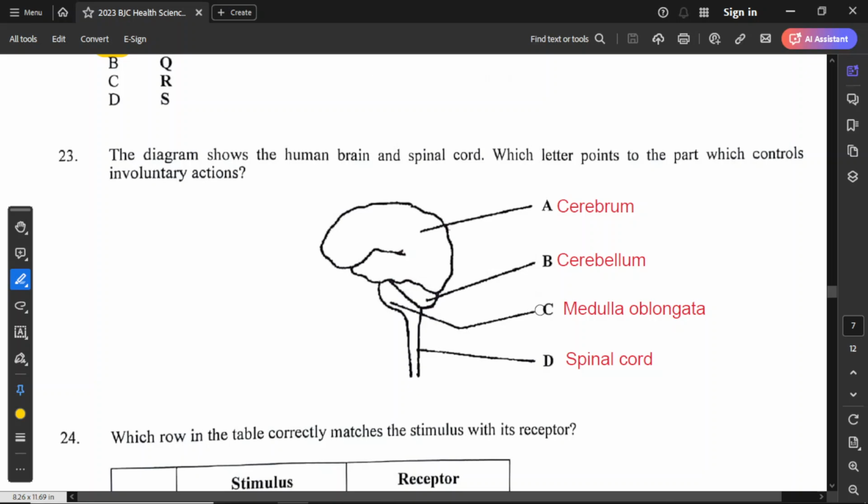Medulla oblongata controls the involuntary actions. All right. It controls the heartbeat, digestion, respiration, breathing. That's controlled by your medulla oblongata, which is also called a brainstem.